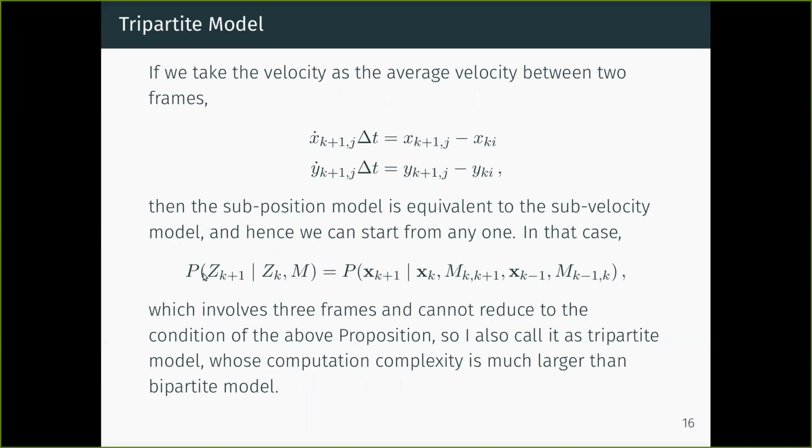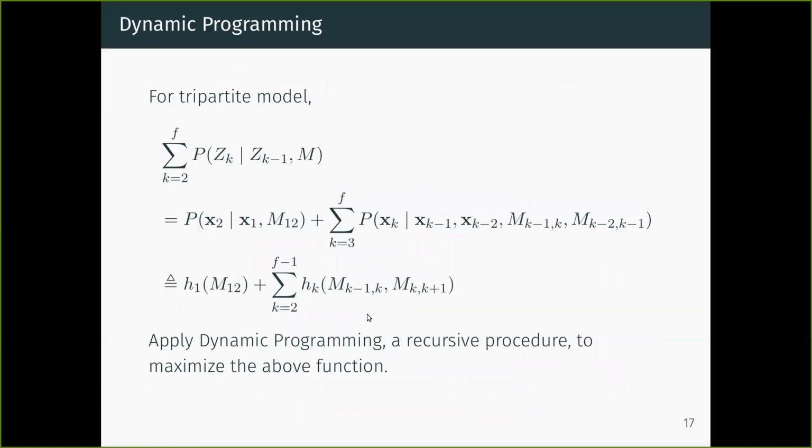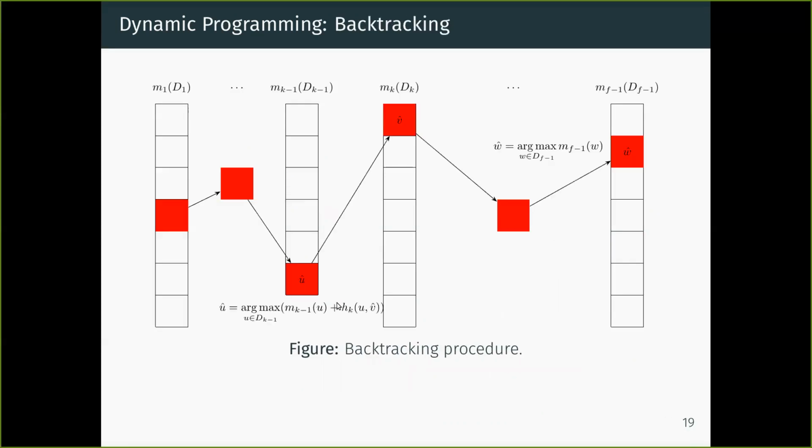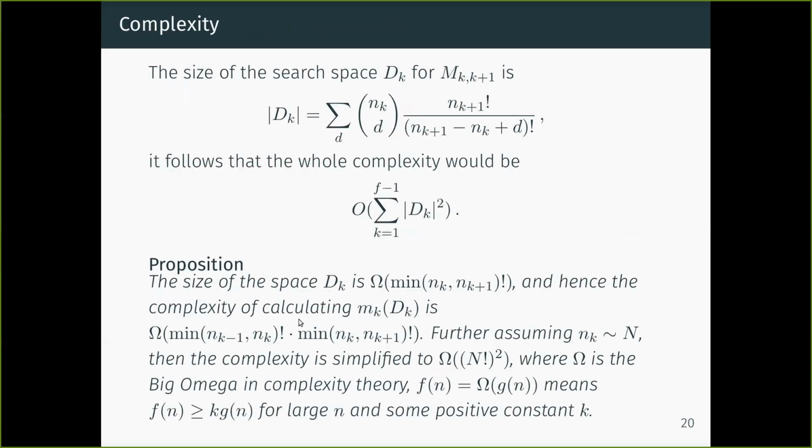Then the probability can be written in this way, which involves 3 frames, so I call it the tripartite model. The computational complexity is much larger than the bipartite model, so we need a new method to solve it. We applied dynamic programming to maximize the likelihood function. Dynamic programming is a recursive procedure which first calculates forward to get the maximum value, and then backtracks to get the optimum matching vector. The complexity is determined by the size of such a space, which turns out to be of this order. For large n, we cannot handle it.